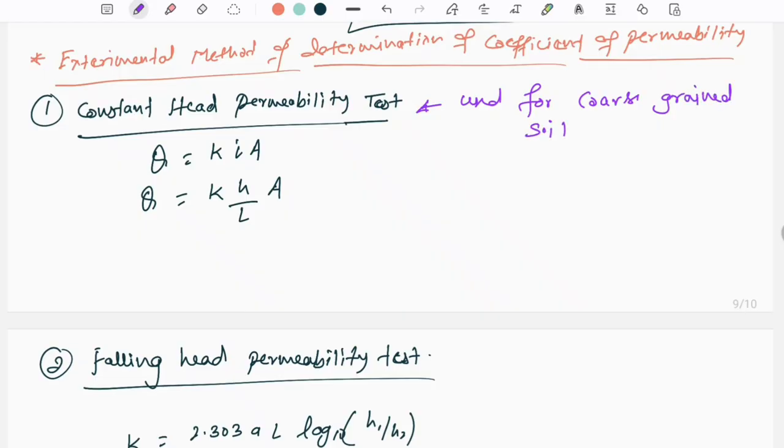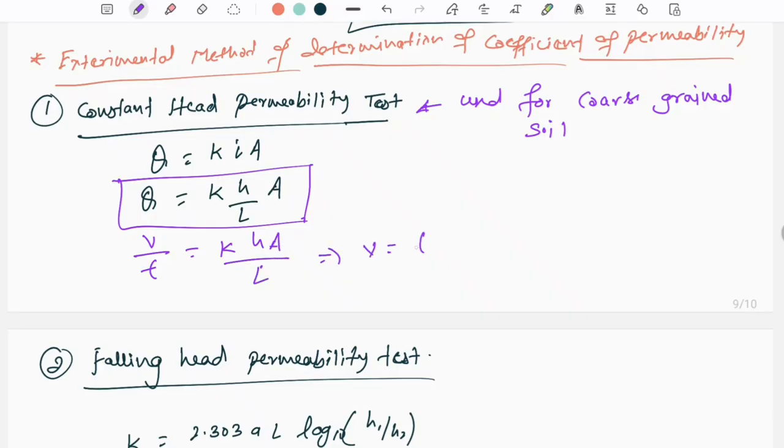The formula for the constant head permeability is Q is equal to K into I into A. K is the coefficient of permeability, I is the hydraulic gradient, A is the area. I is equal to H by L, so it becomes Q is equal to K H A divided by L. You can also write Q is equal to V divided by T, so V is equal to T times K H A by L, where H by L is again I.